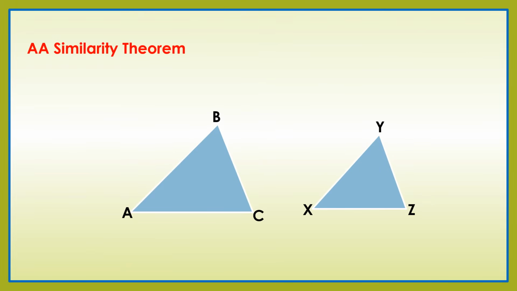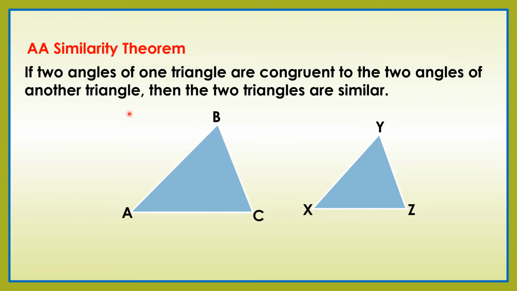Let's have here the AA similarity theorem, or that is angle-angle similarity theorem. It says here, if two angles of one triangle are congruent to the two angles of another triangle, then the two triangles are similar. So let us consider these two triangles, triangle ABC and triangle XYZ. And then, yung angle B and angle Y are congruent. That is the first congruent angle.